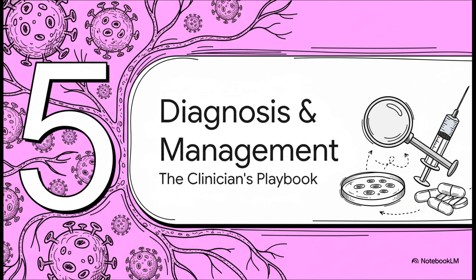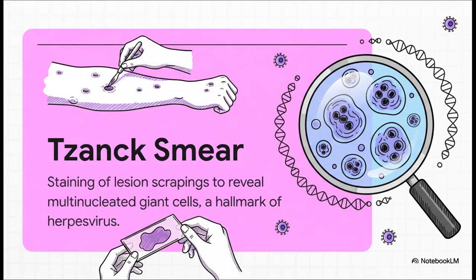So with all these serious possibilities on the table, how do we actually lock in a VZV diagnosis? And more importantly, what's the playbook for managing it? Well, a lot of the time, the clinical picture is a dead giveaway, but one of the classic lab tests you'll hear about is the Tzanck smear. For this, you basically scrape the bottom of a blister, put it on a slide, stain it, and look for the classic signs of a herpes virus infection, specifically these things called multinucleated giant cells.